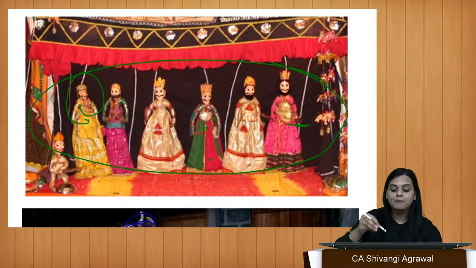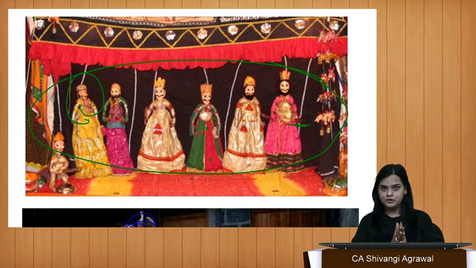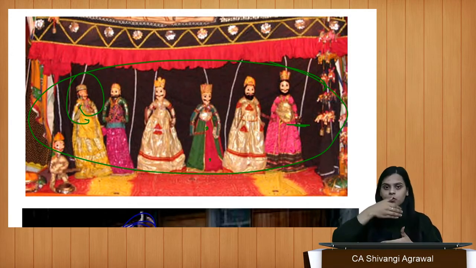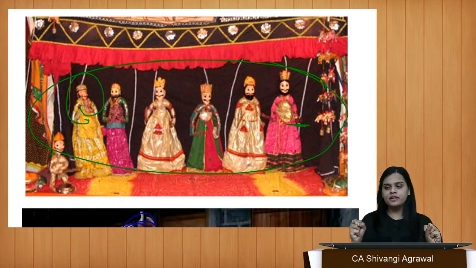Exactly, this is what happens in the case of a company also. We have a company which is being run by the directors, by the members. There are two decision-making bodies of a company. One is the board of directors and one is the shareholders. The board of directors look after the day-to-day affairs, and some powers are reserved for the shareholders also. They are the two decision-making bodies of the company.